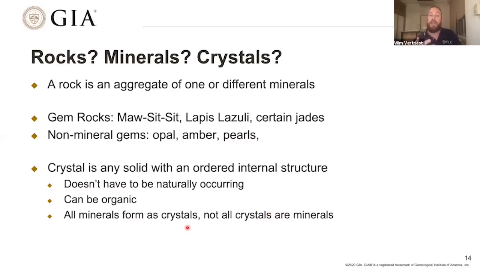Of course, you also have gems that are not considered a mineral. Opal is not considered a mineral because it doesn't have that fixed structure. Amber is not considered a mineral because it is biogenic. It is produced from the resin of fossilized trees. Now, what really is a crystal? A crystal is any solid with an ordered internal structure. So it doesn't have to be naturally occurring. It can be organic. All minerals form as crystals, but not all crystals are minerals.